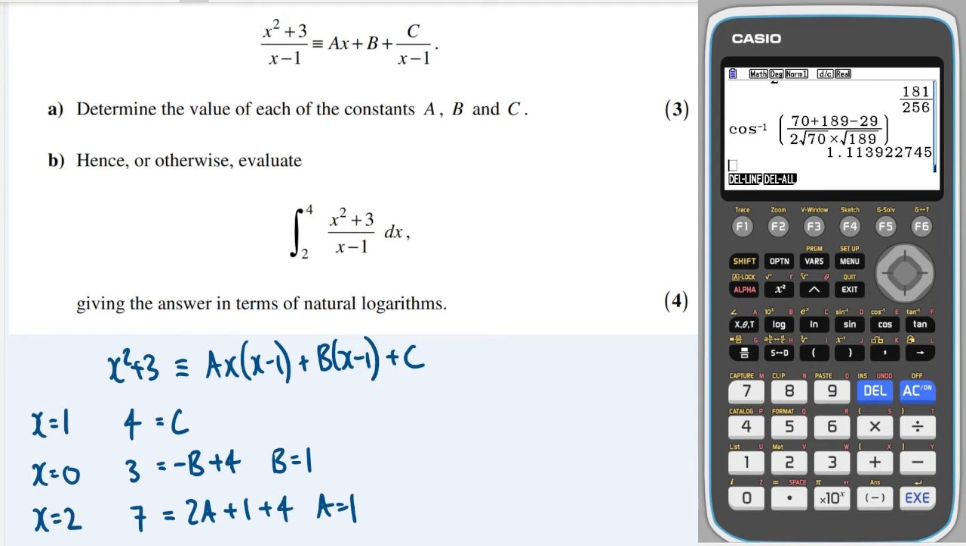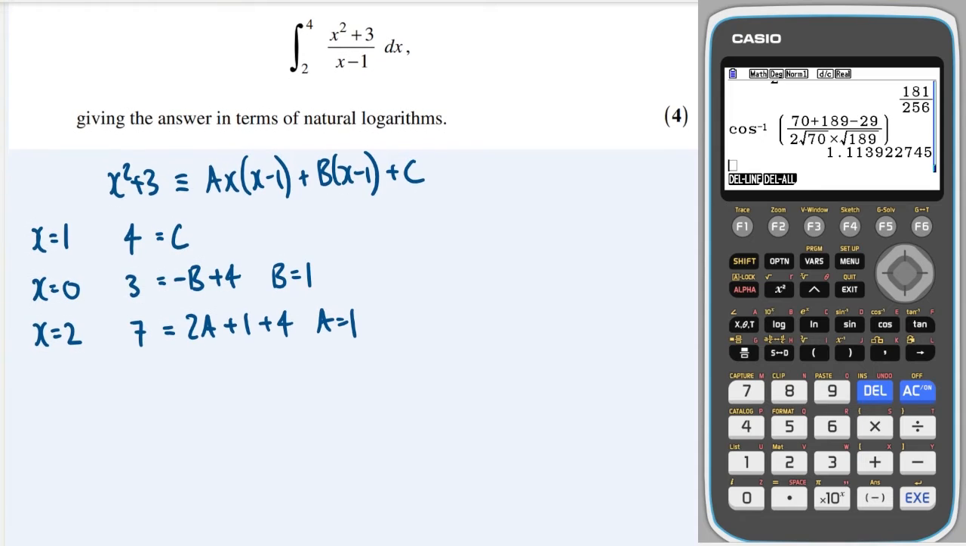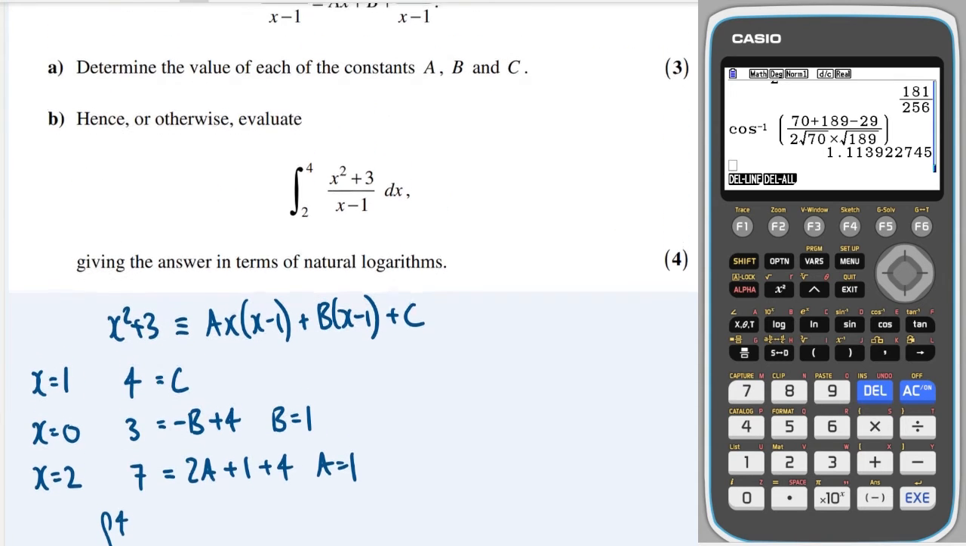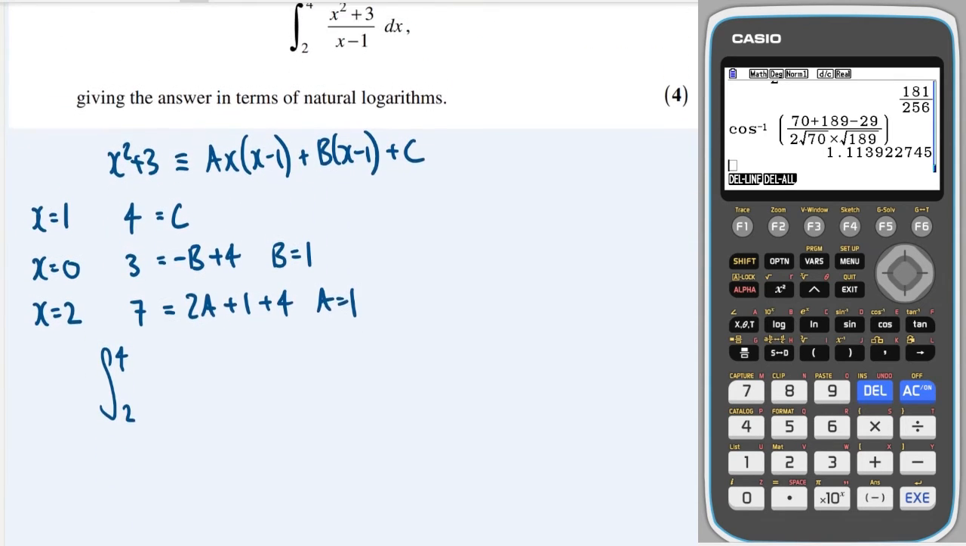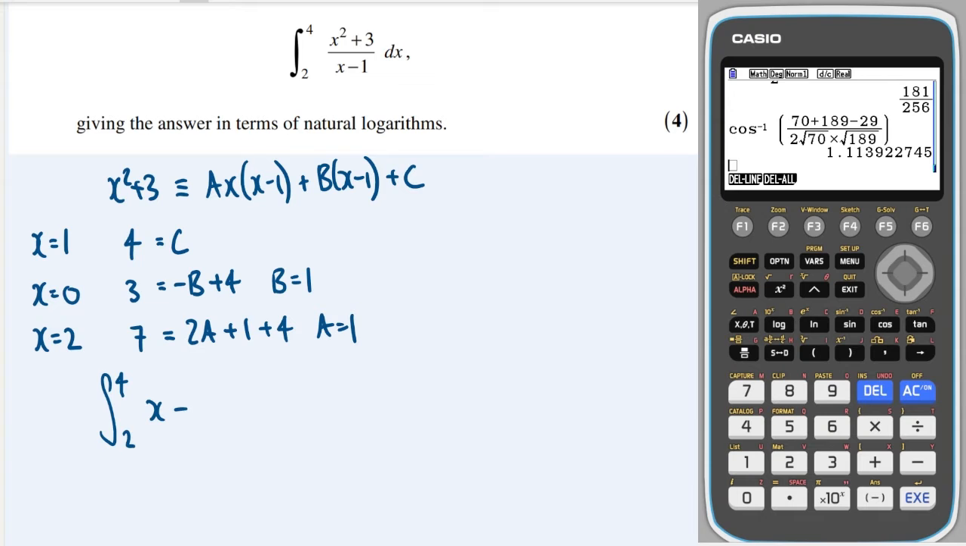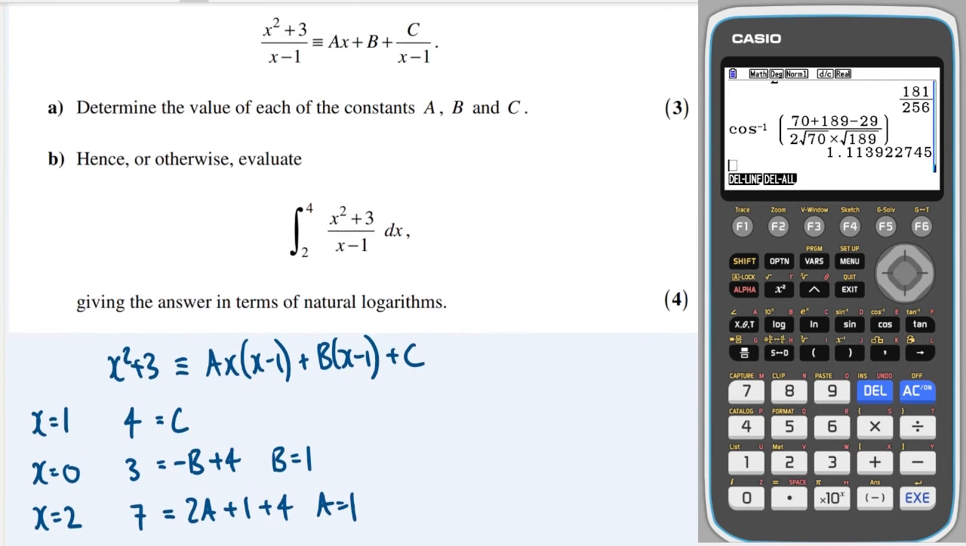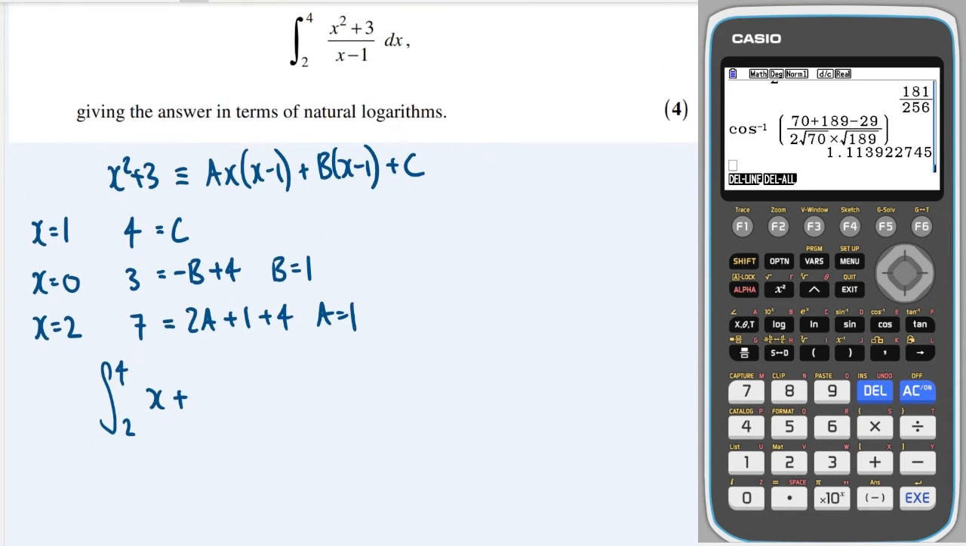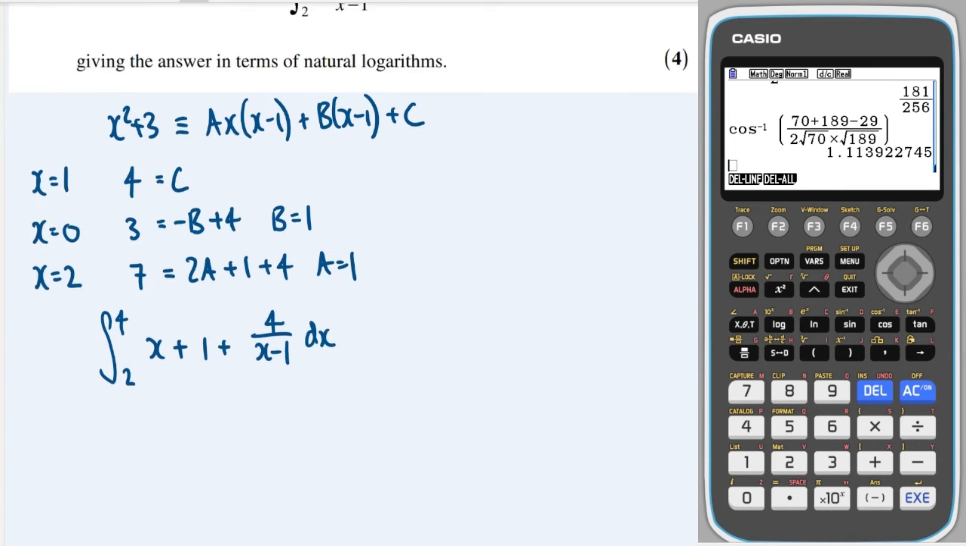Okay, hence or otherwise evaluate the integral between 4 and 2. Right, we can do that. So we're integrating between 4 and 2, and we have ax, which is 1x, plus b, which is 1, plus, and then we have 4 over x minus 1 with respect to x.